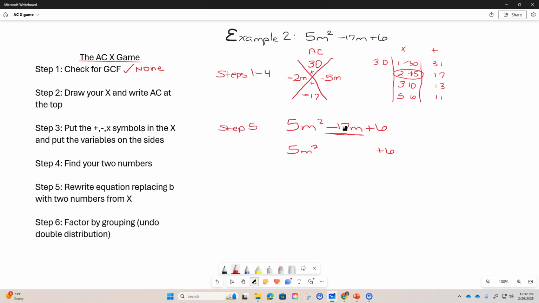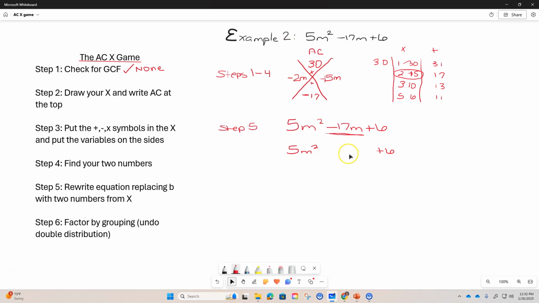And in place of this negative 17, I really should have already had the negative 2 and the negative 15 up there, because negative 2 and negative 15 add together to give me negative 17. Now, instead of writing the negative 17, I'm going to write the negative 2 and the negative 15. You do need to pay attention to what order you put them in down here.